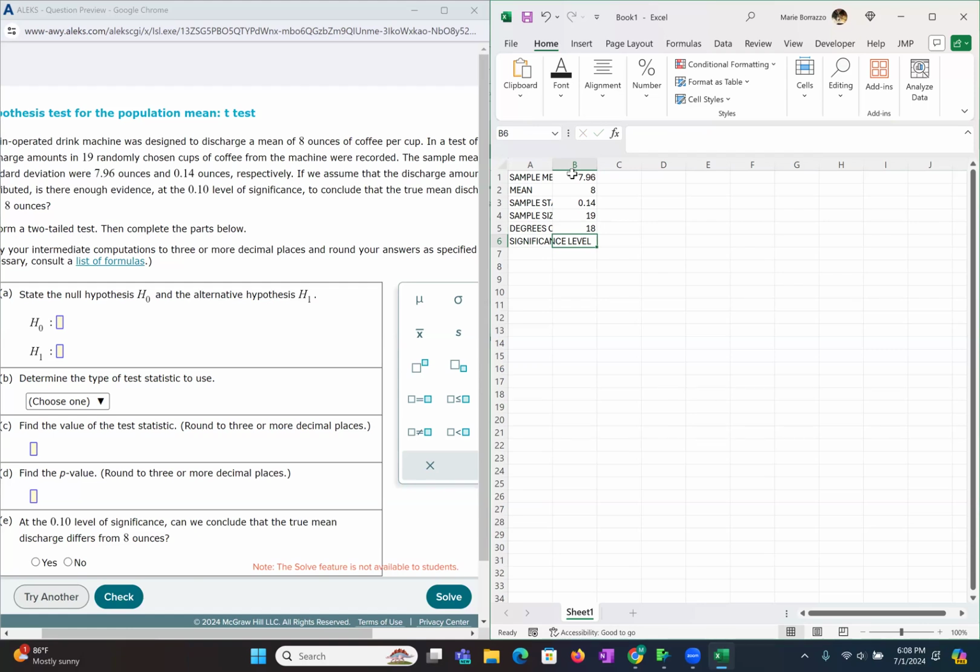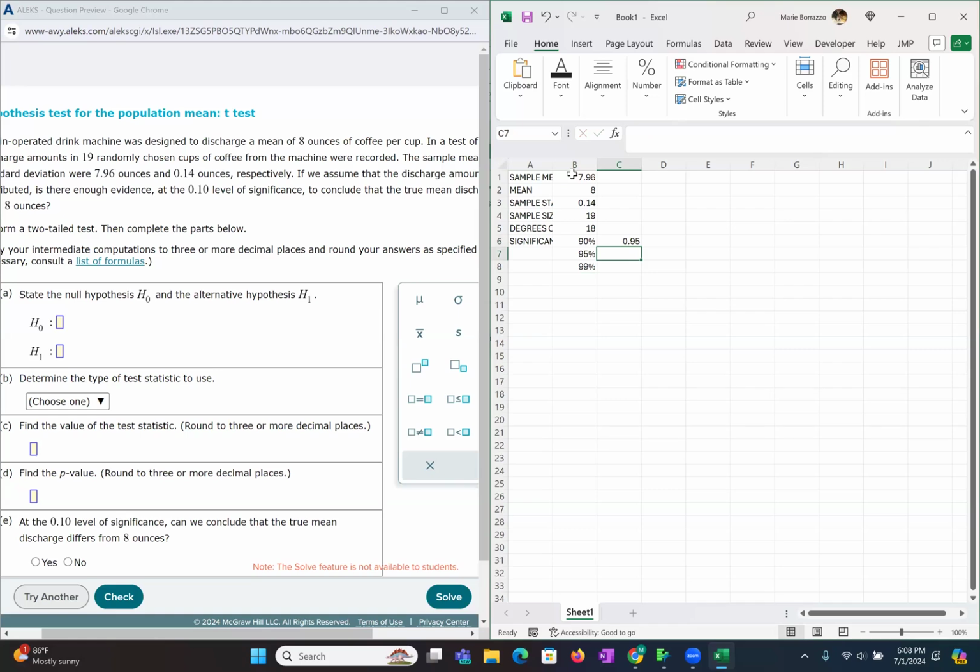So let me do this. I'm going to do 90% confidence. I'm going to do 95% confidence. I'm going to do 99% confidence. If it's two-tailed, it'll be 0.95 for this one. So that would be 95%.